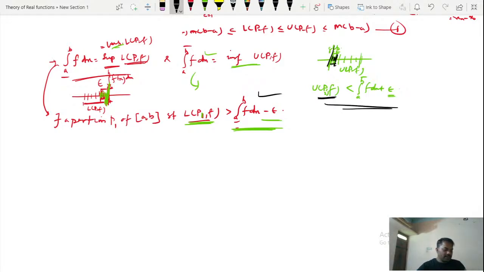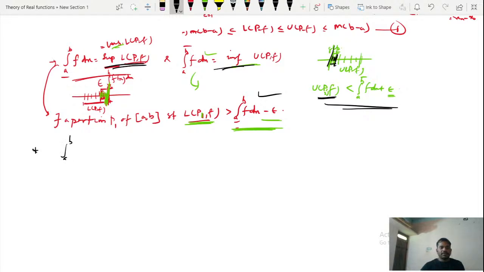So these things we already told you. Then we did some problems also. Before that, we also know how to calculate the lower Darboux integral and the upper Darboux integral.